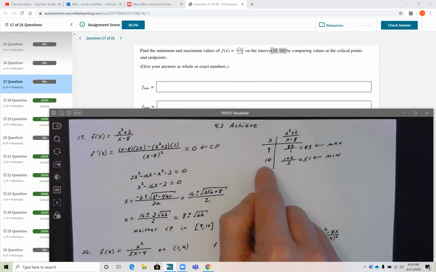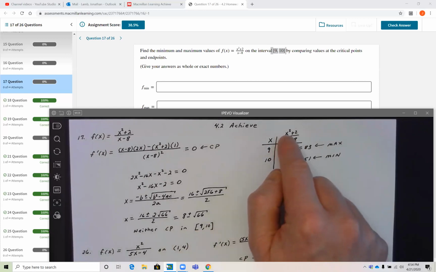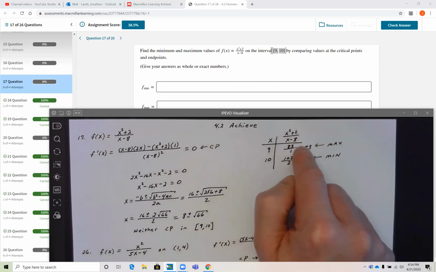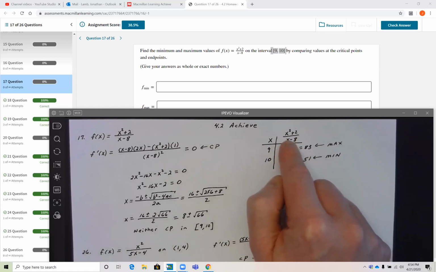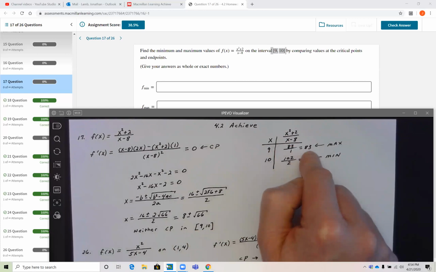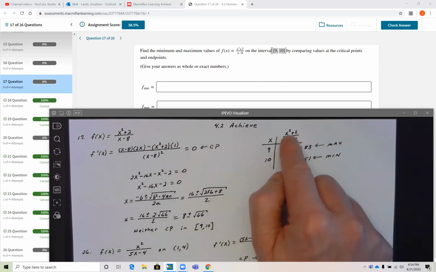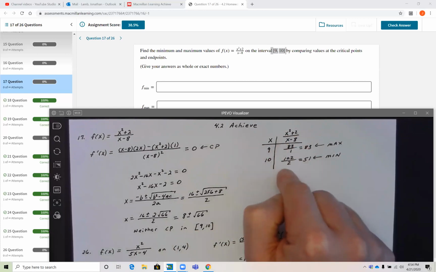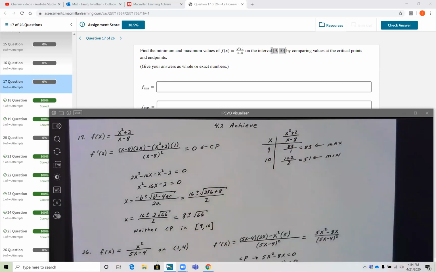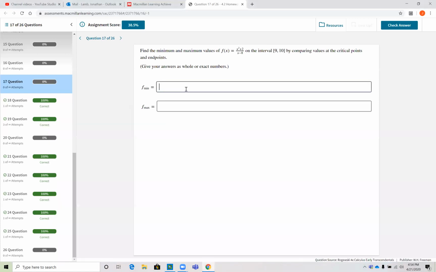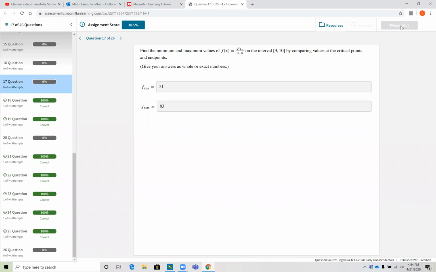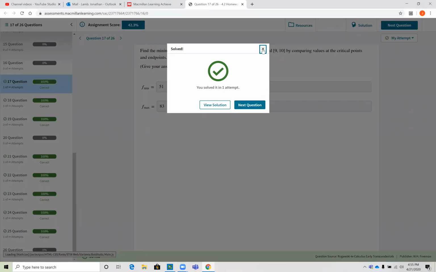So I just plug the 9 and the 10 into the original function. When you plug a 9 in, you'll get 81 plus 2, which is 83, over your denominator of 9 minus 8, which is 1. You get an 83 at that value. When you plug in the 10, it's easy. It's just going to be 102 over 2. That gives you a 51. So in this problem, pretty quickly and easily, we can see the minimum is 51 and our maximum is 83. We check that and it says correct.